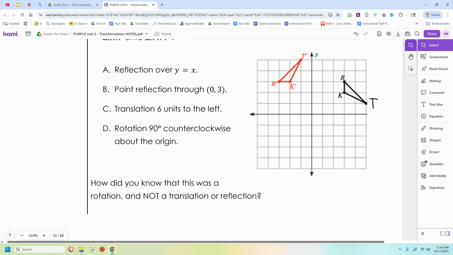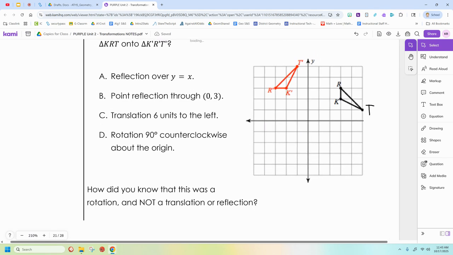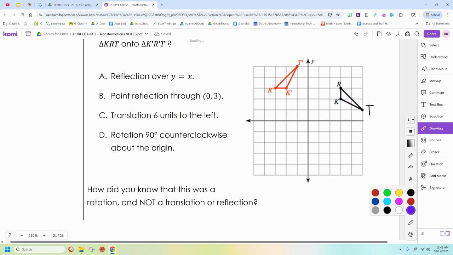So it's D. Now, remember the goal is to determine what transformation has occurred. We did that, but how did you know it was not a translation? How did you know it was not a reflection? Okay, Amir, what do you want to tell me? It's not translation because if you go 6 to the left, it's not the same for all. Okay, so going 6 to the left doesn't work. It worked for point R, but not for the other points. That's a great observation.